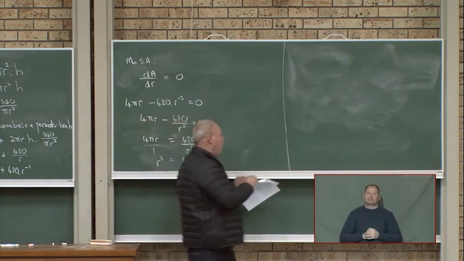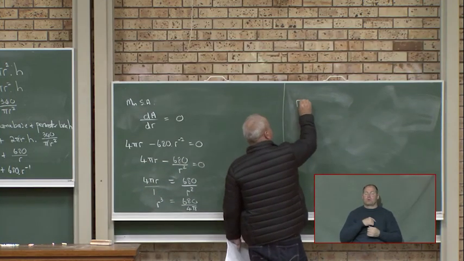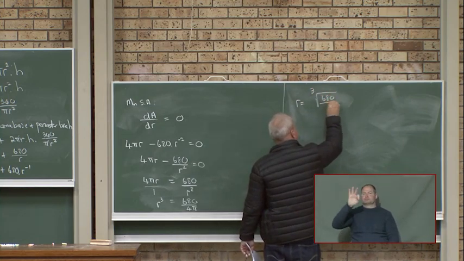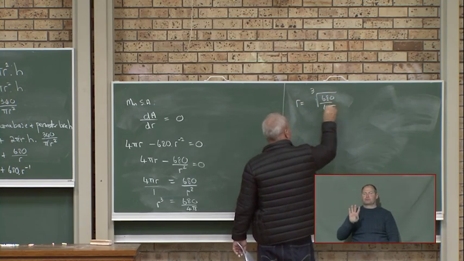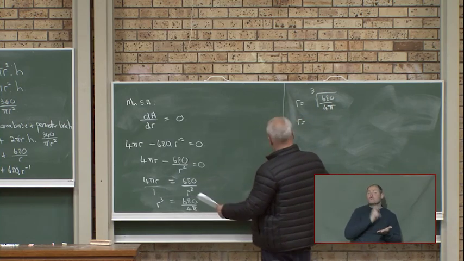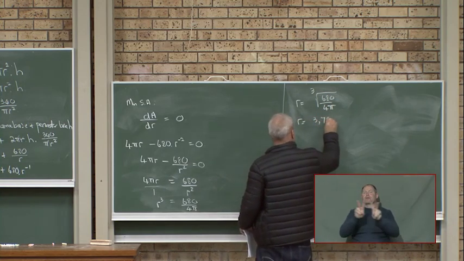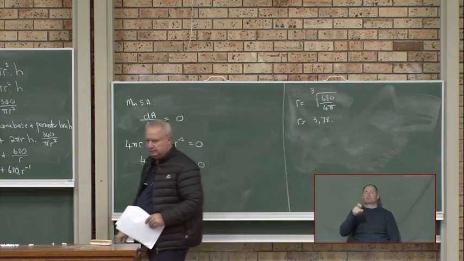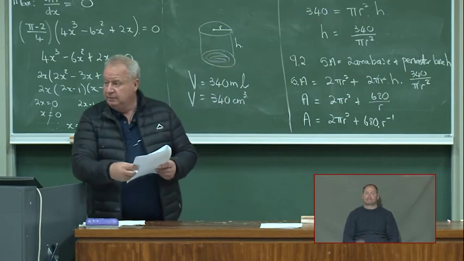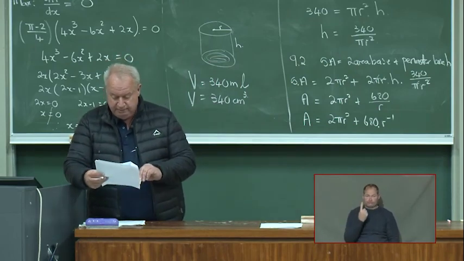So therefore we can say that r is equal to the cube root of 680 over 4 pi. And if I use my calculator, the value of r is equal to 3.78. Are you with me? Okay. Does everybody understand? Right.